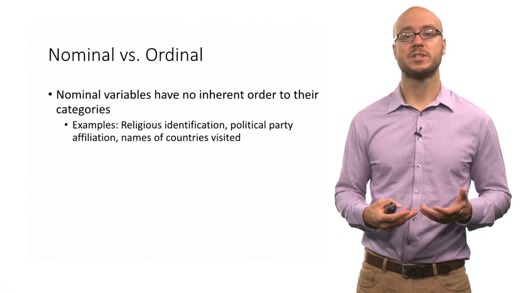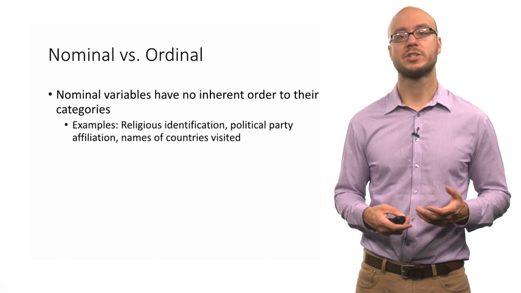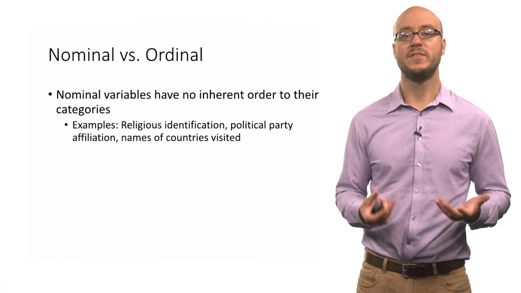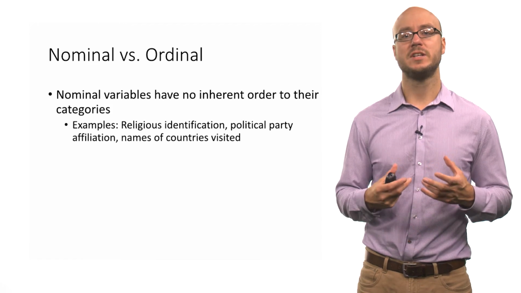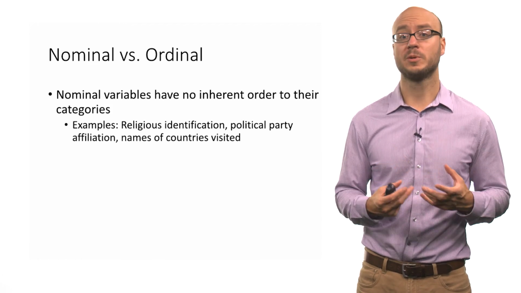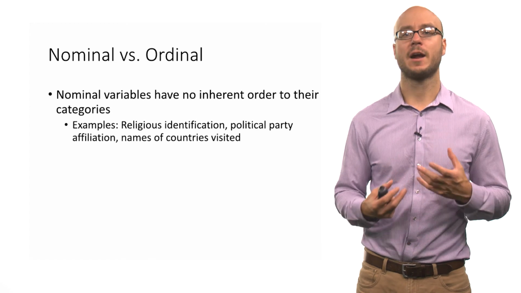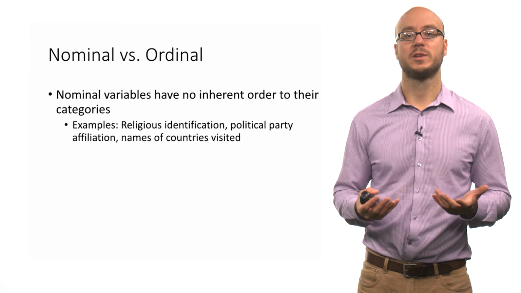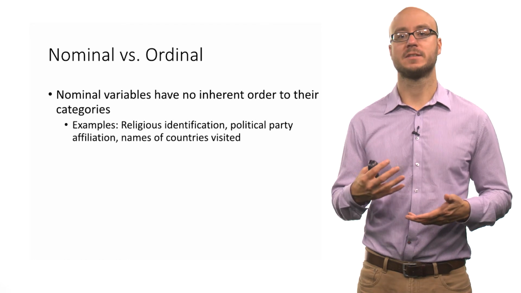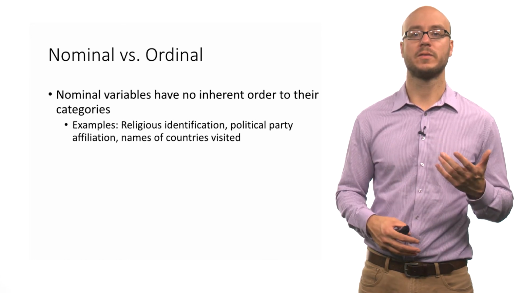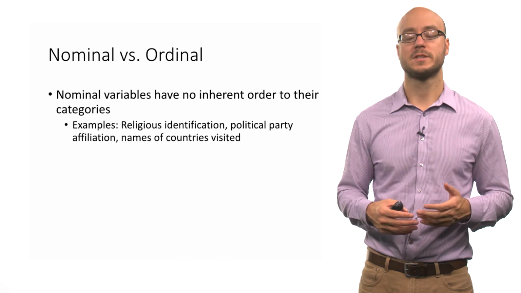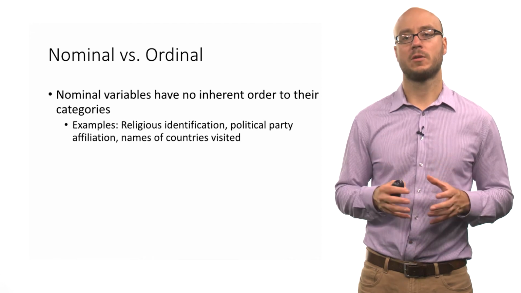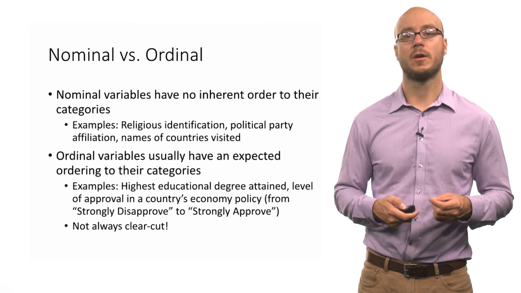So for example, religious identification, political party affiliation, or the names of countries you have visited in the past year. Each of these nominal categorical variables, they're nominal because there's no inherent ordering. It doesn't make sense to say that for religious identification that Catholic is somehow higher or lower than Protestant, for example. So for nominal categorical variables, there's no inherent ordering.